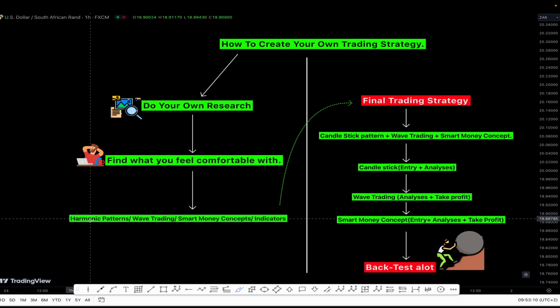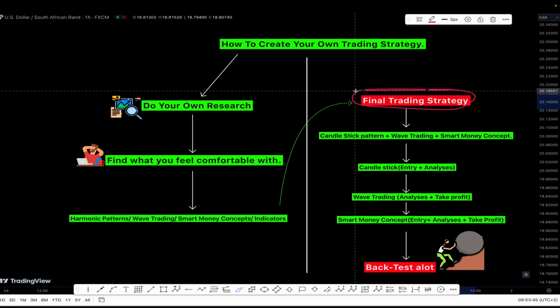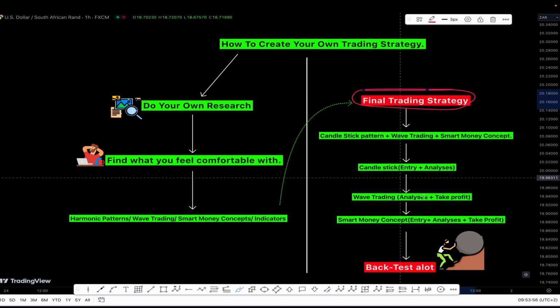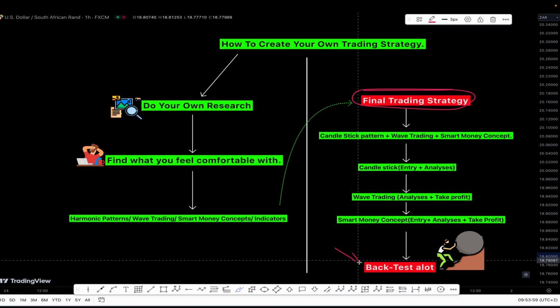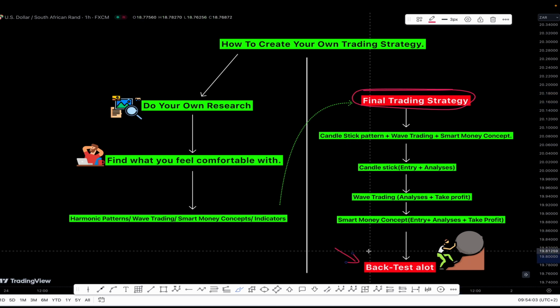I started with harmonic patterns, then wave trading, smart money concept, indicators. Obviously, I started there first, but this also includes learning candlestick patterns. And then when we move on to the trading strategy, you will build your own trading strategy based on the research that you have found. But before you can even use your real money, you have to firstly backtest that strategy. But for me, it came in a different way.